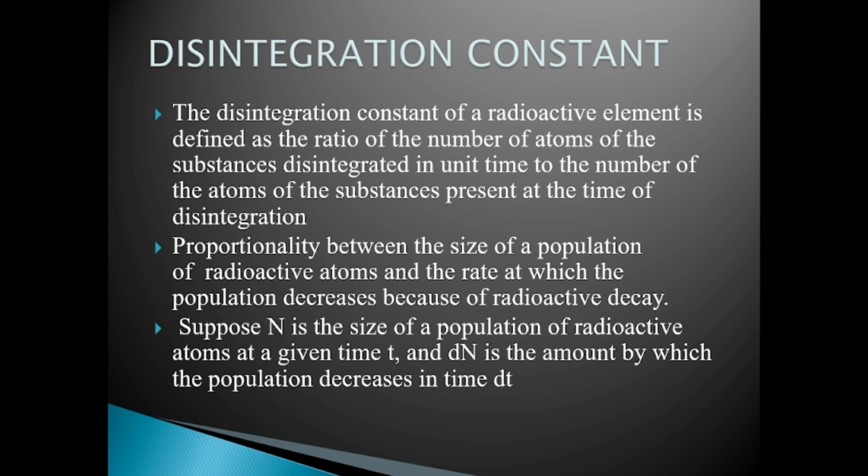Disintegration constant. The disintegration constant of a radioactive element is defined as the ratio of the number of atoms of the substance disintegrated in unit time to the number of atoms of the substance present at the time of disintegration.